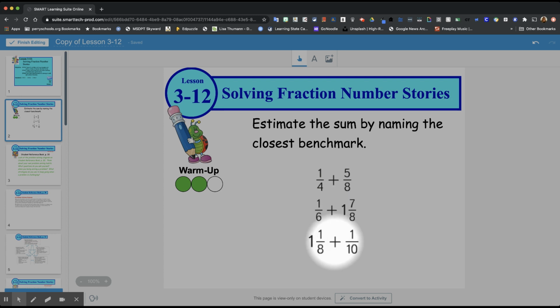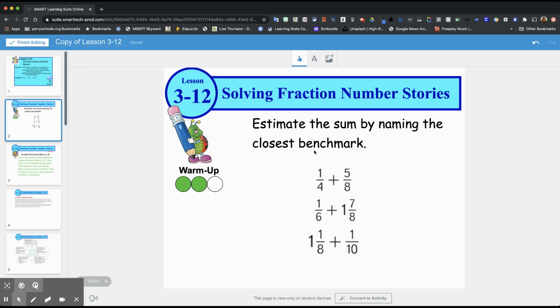And 1 and 1/8 plus 1/10, just 1/10. We know this one is close to 1. This one is close to 0. So our estimate could be somewhere between 1 and 1.5. That could be your estimate. Remember that it can be an estimate. You can say it can be between two benchmarks that you're used to.